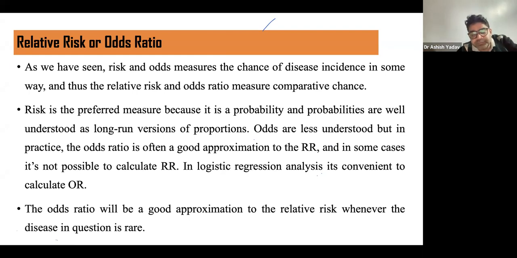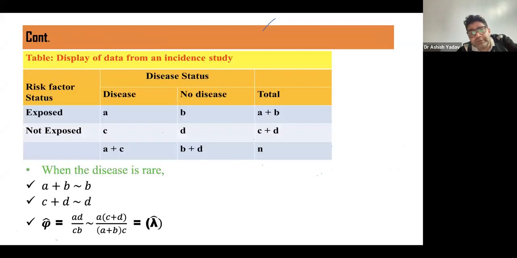Let's see how it is. If the disease is rare in nature, using your OR will give you a good value of RR. So let's look at this table. Suppose you have data from an incidence study and the disease is rare in nature. Then for A plus B, the maximum magnitude will be of the non-diseased, B. So we can approximate A plus B as B. And for the non-exposed, in C plus D, the maximum will be D, so C plus D can be approximated as D.